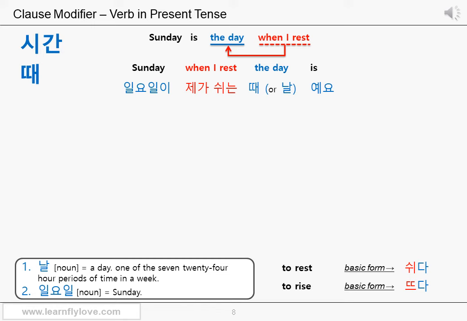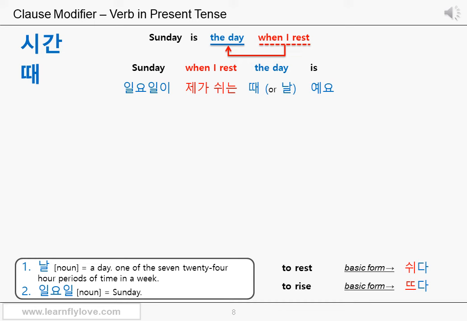제가 rest. The basic form of the verb rest is 쉬다, 쉬다. The stem is 쉬. So you just need to add the 는 sound to it to turn the entire "when I rest" part into a modifier. So 제가 쉬는, 제가 쉬는. The day. Yes, there is a translation of "day" for this particular usage.